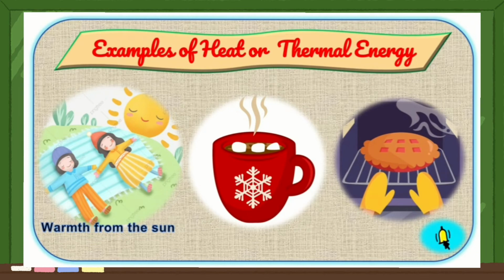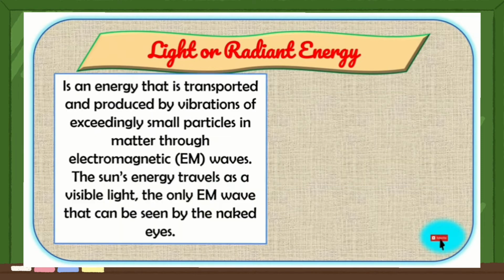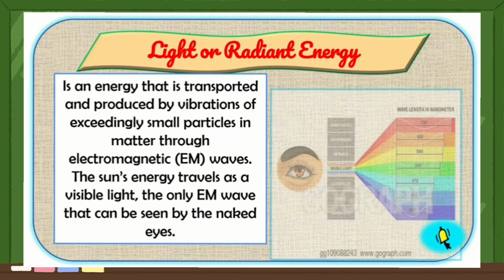Now let's move on to light or radiant energy. It is an energy that we can see. Okay? The sun is our main source of energy. There are three sources of light energy in the form of sun, fire, and electricity. So light or radiant energy is an energy that is transported and produced by vibrations of exceedingly small particles in matter through electromagnetic or EM waves. So electromagnetic waves like this one.